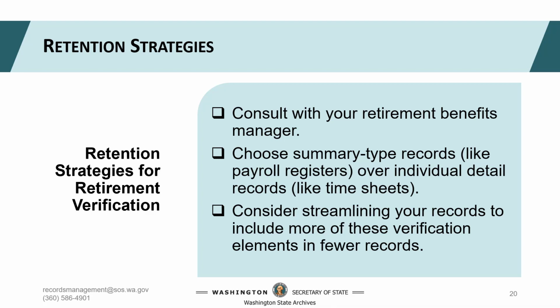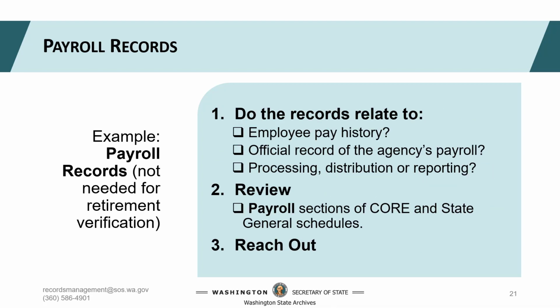Once you've identified a finite set of records that will cover your retirement verification needs, you'll want to develop a policy. This policy should identify which records contain the necessary information and outline how you are going to meet retention. It's important to determine which records your agency needs to keep for retirement verification. Any payroll records not needed can be destroyed after being retained under the appropriate series in the payroll sections of the CORE and state general schedule. Again, talk with your agency's retirement benefits manager if you are unsure which records are necessary.